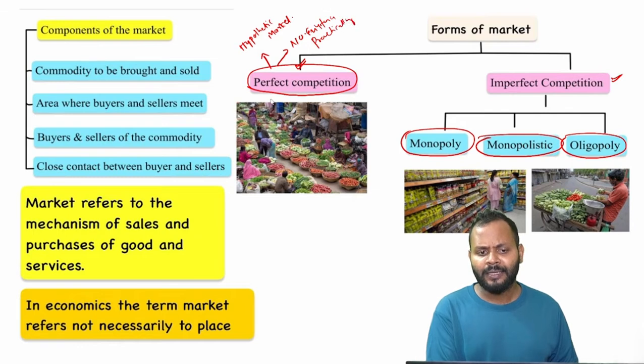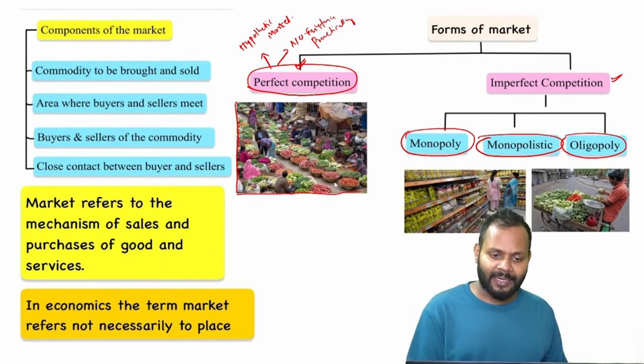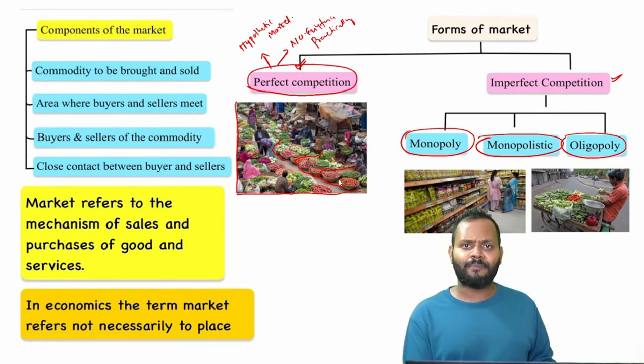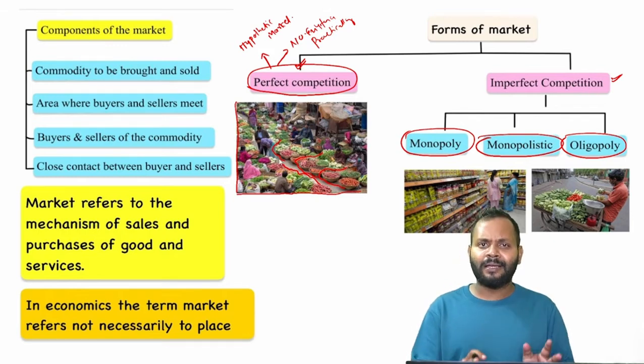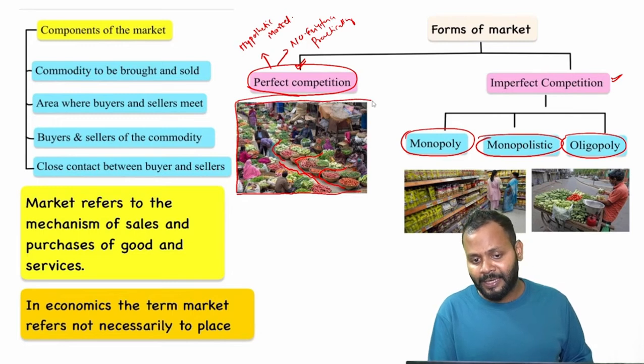Can I have a similar or close example to perfect competition? Yes, it can be the vegetable market. Because in the vegetable market, I can see the people are more or less equal. The prices are more or less the same. The potatoes, the onions, all the vegetables are more or less the same. You can have a situation of perfect competition. It's not exact, but you can get such a situation in a vegetable market or a mandi.